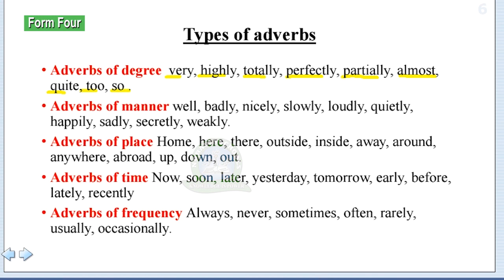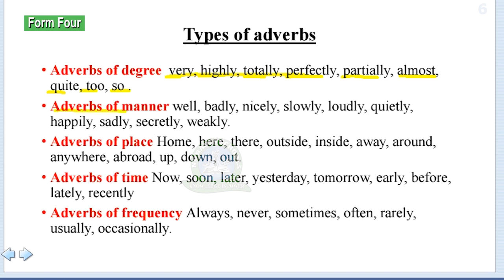For example, I'm happy, I can say to you, but I'm so happy. This is an adverb of degree. She's too tired. And I'm quite well. All these are adverbs of degree because they intensify, they emphasize the other adverbs or adjectives. So these are some of them, not all of them.